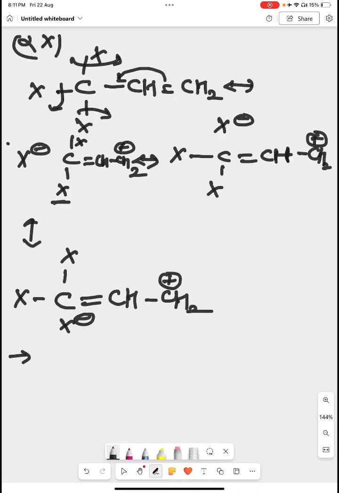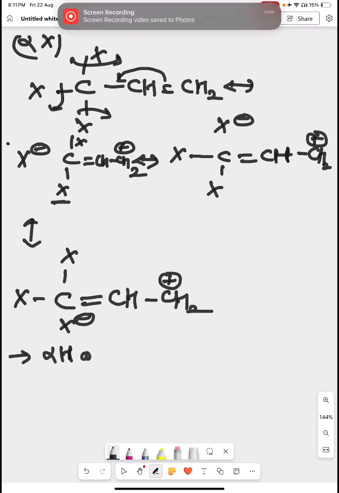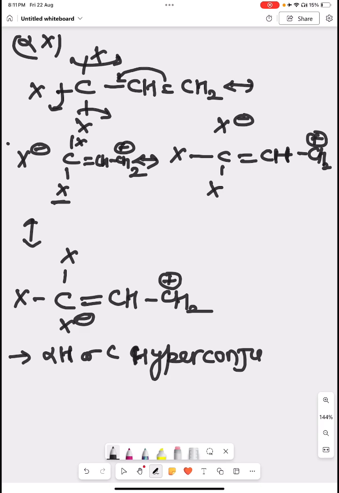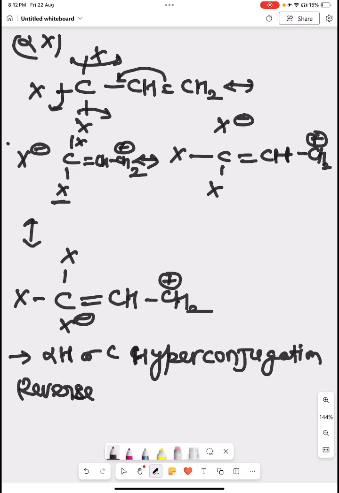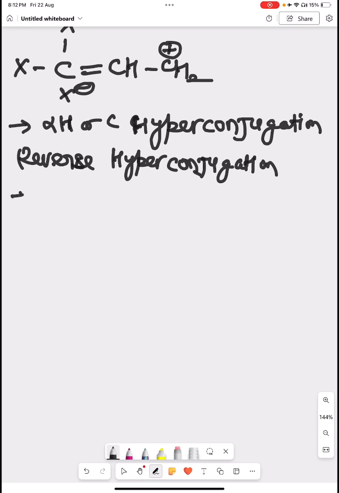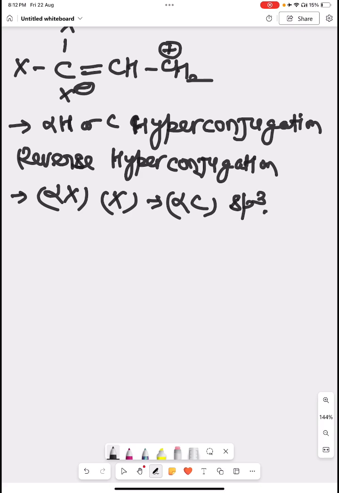For hyperconjugation, there was a condition to have alpha H or alpha carbon. For reverse hyperconjugation, the molecule should have alpha X, that is X attached to your alpha carbon, which is an sp3 hybridized carbon atom.